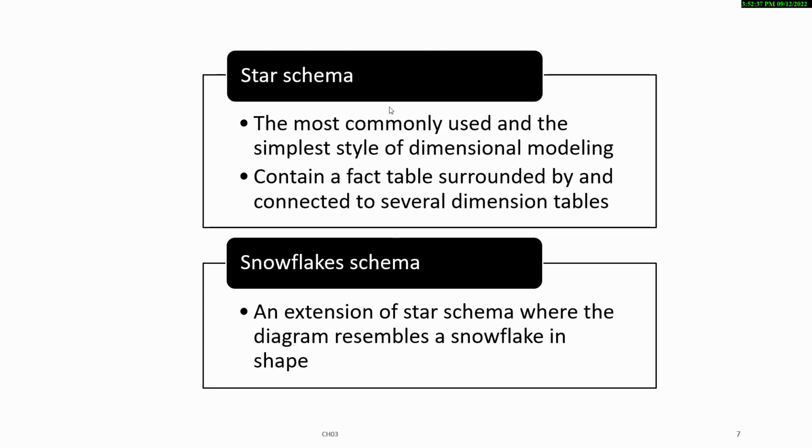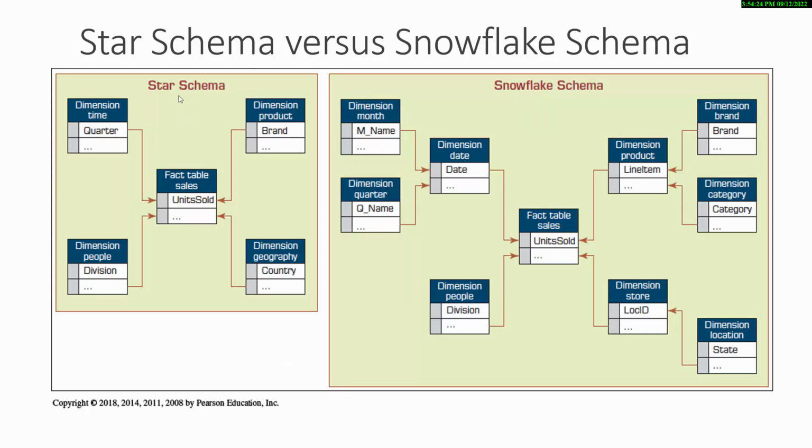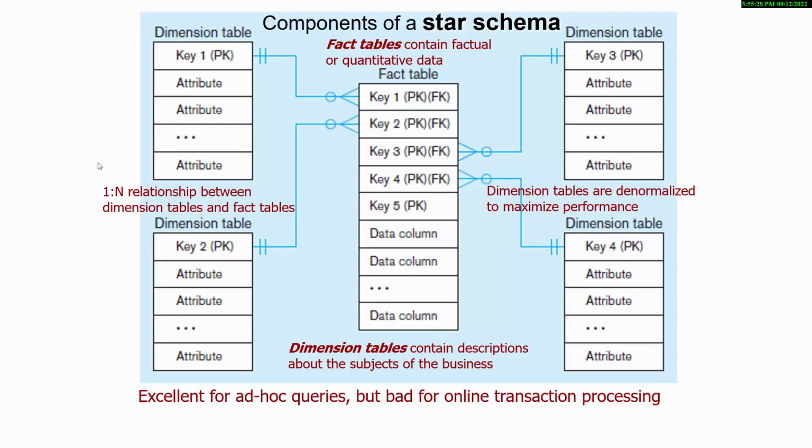Star schema is the simplest style of dimensional modeling and very commonly used. It contains a fact table surrounded by and connected to several dimension tables. That's the one we have to make for this assignment. So this is how a star schema and snowflake schema look like. A star schema is a simple database design in which dimensional data are separated from fact or event data. Another name for star schema is dimensional model.